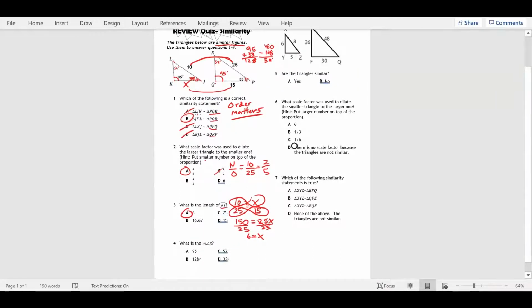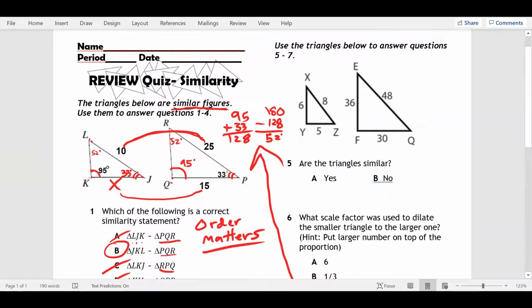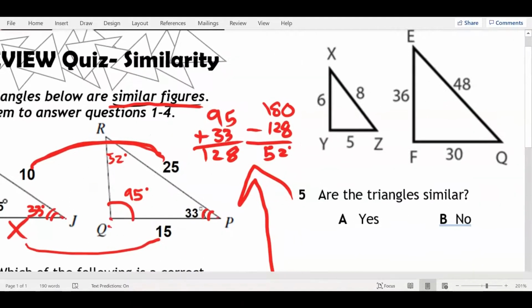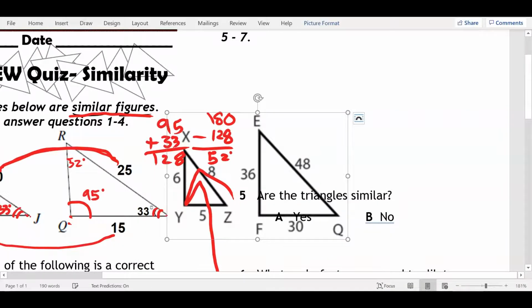Okay, so all this right there. Okay, so we get 52 degrees. Add up the two you know, subtract from 180. Okay, on number 5 through 7. Use the triangles below to answer the questions. If I can get this zoomed in correctly and not do that actually.